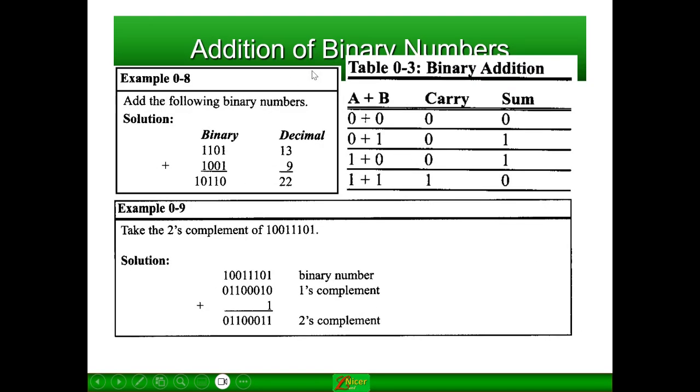Then we have addition of binary numbers, which is very simple. We just follow this table here. We have a plus b, and when both are 0, we get sum 0 carry 0. When a is 0, b is 1, we get sum 1 carry 0. When a is 1, b is 0, we get sum 1 carry 0, and when both are 1, we get carry 1 sum 0. So we can just apply those here.